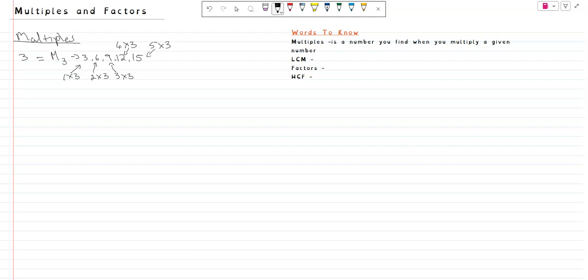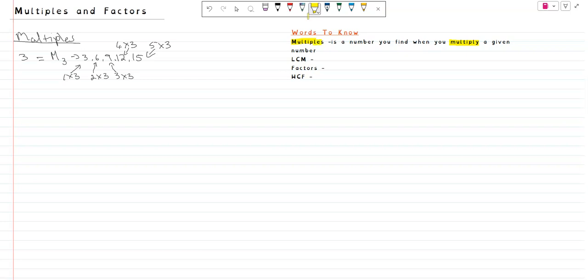That is how we calculate multiples. So a multiple is a number you find when you multiply a given number. That's why we have multiples. Multiply, multiple. Multiply is multiples. That is very important to know, because normally you get confused between multiples and factors, and how do you know what the difference is? Multiple means multiply.